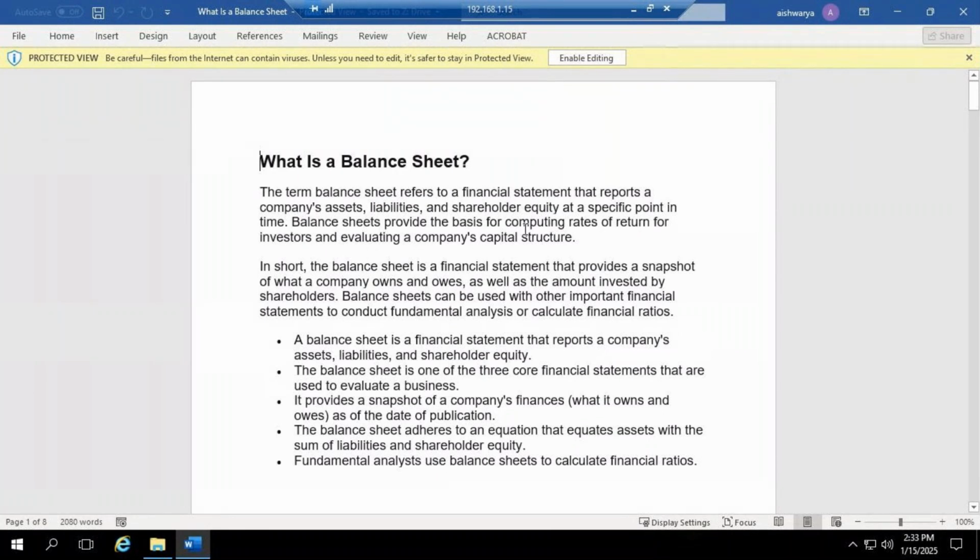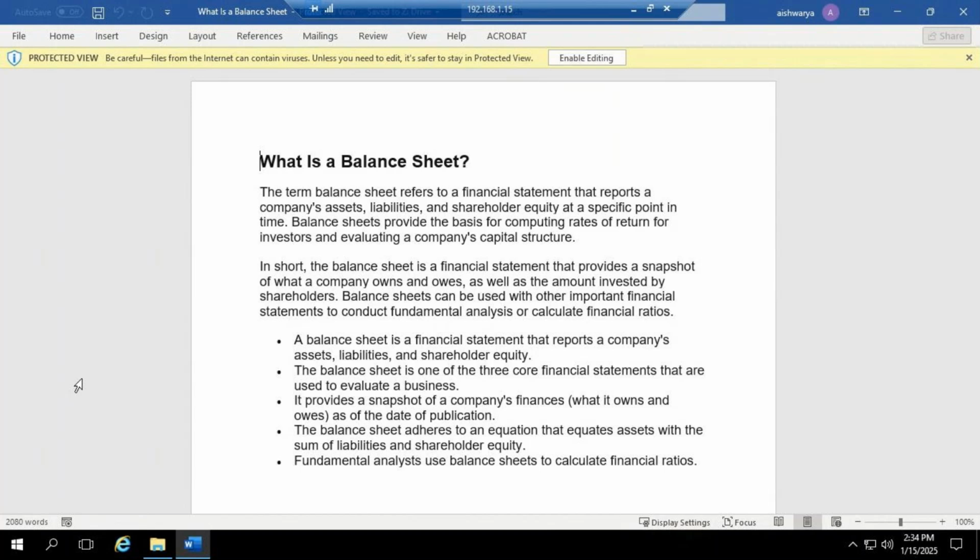Here the term balance sheet refers to the financial statement that reports the company's assets, liabilities, and shareholders' equity at a specific point in time. Balance sheets provide the basis for computing rates of return for investors and evaluating a company's capital structure. The balance sheet is a financial statement that provides a snapshot of what a company owns and owes, as well as the amount invested by shareholders. Balance sheets can be used with other important financial statements to conduct fundamental analysis or calculate financial ratios.